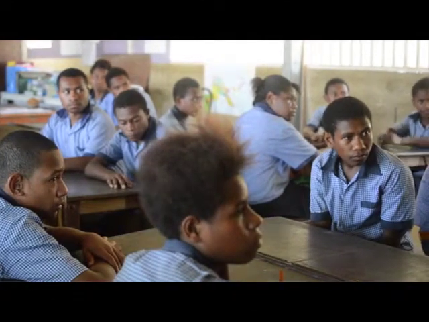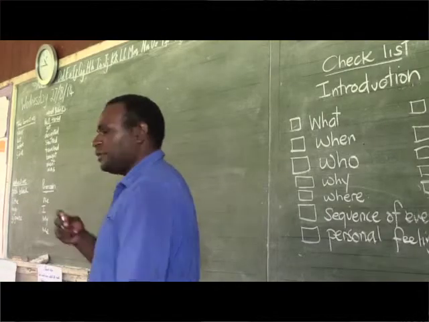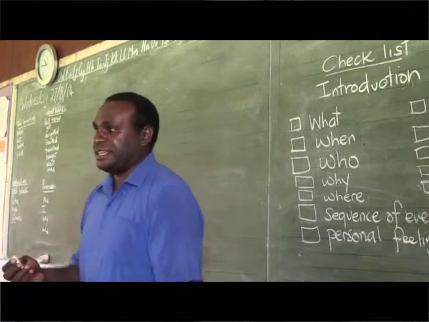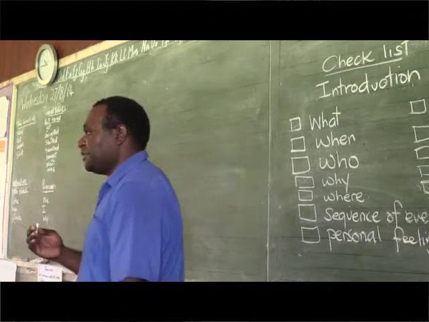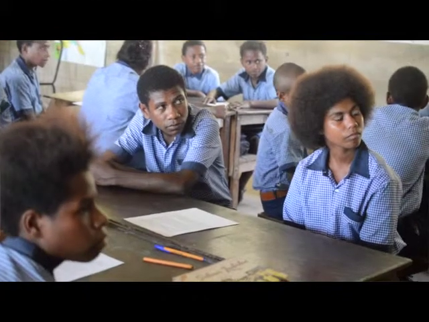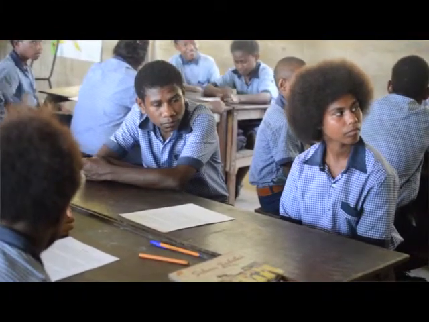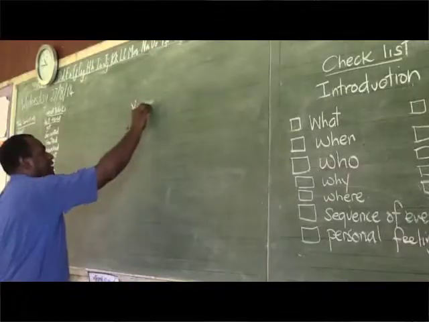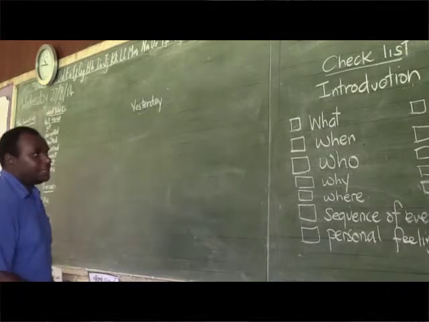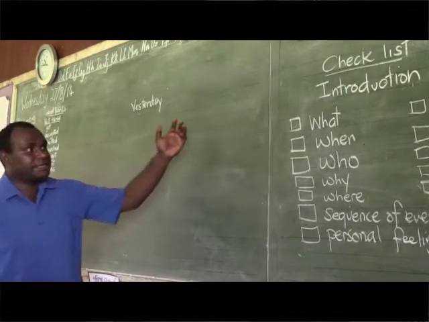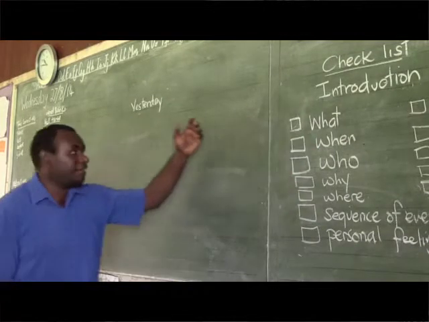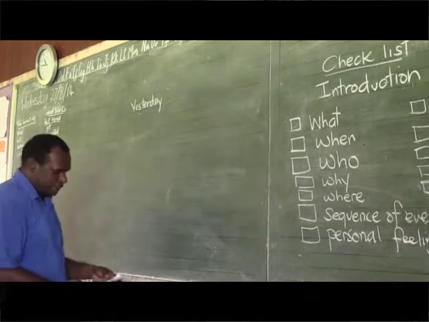When I'm modeling, I want you to be with me to make sure that we are going through the checklist and we are doing the right thing. So everything on the checklist must be included in my model writing. Our story will be the fishing trip from yesterday. Okay, this is what our story would be like. Yesterday. Now, yesterday is what we say in our checklist is when. When did this thing happen? Yesterday. Okay, good.